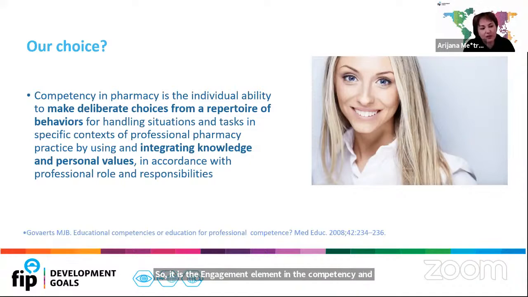Therefore, it's very important to say that we are making choices from a repertoire of behaviors, how we are actually going to combine what we know, what we do, and what we should be when we meet the concrete patient with the concrete need, and when we are actually facing the challenge, how competent we are.